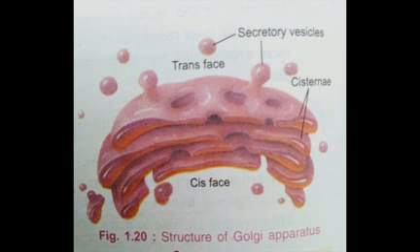Now next we will go to the functions of the Golgi apparatus. The Golgi apparatus is the secretory organelle of the cell. It packages and dispatches the material synthesized in the cell to intracellular targets, that is the plasma membrane and lysosomes, and extracellular targets. The Golgi complex is also involved in the formation of lysosomes and peroxisomes.